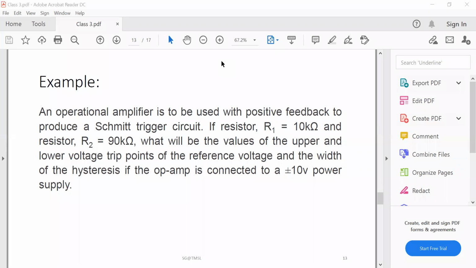Because of this positive feedback, every time it will change. Why are we using positive feedback in this? The input keeps varying, it is not fixed, or if there is any noise, then I need to suppress that noise using this positive feedback.